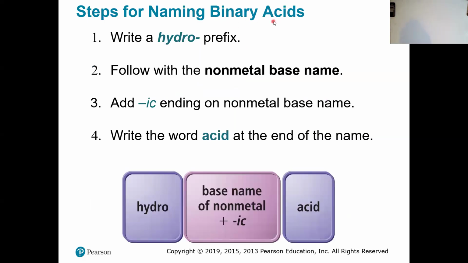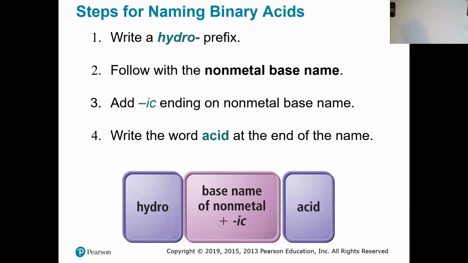For our binary acids only, we're going to write a hydro prefix at the start of the name. Then we're going to follow that hydro prefix with the nonmetal's base name, just like we did when we were naming anions at the beginning of the semester. After we write down the anion's base name, we're going to add an IC ending, and then we're going to write the word acid afterwards.